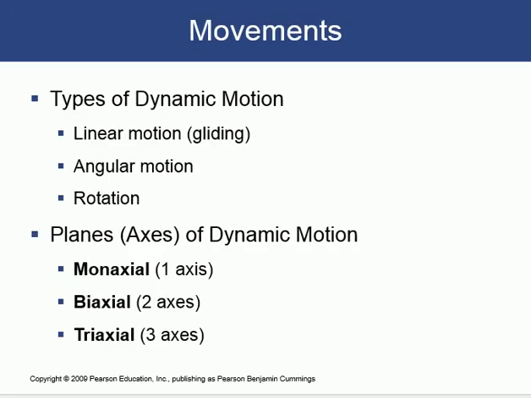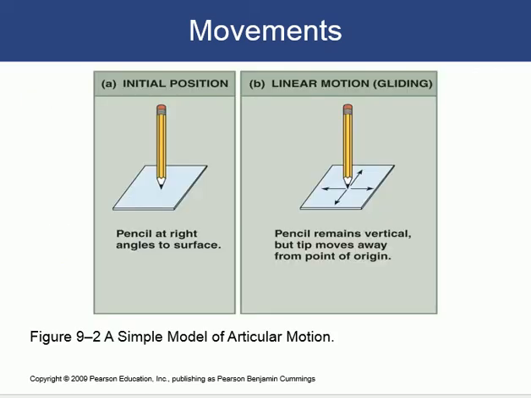So we talked about the planes, mono, bi, di. Types of movement. The movement can be linear, which is gliding, something like this.